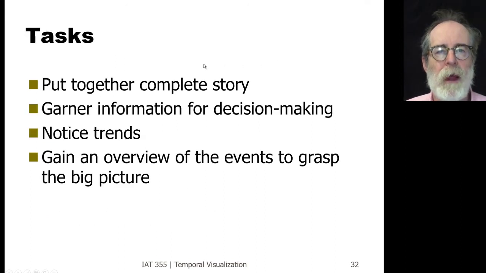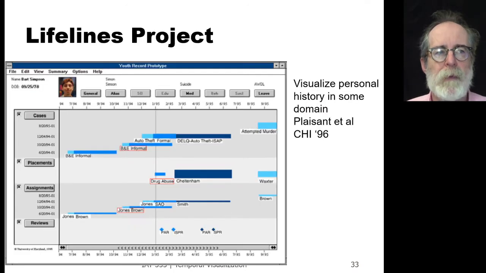here in a second. The tasks that you're interested in doing with a system like Lifelines is to put together the complete story of what happened in a person's life, to gather information about decision-making or to enable decision-making, to notice trends that are going on in the data which the individual events themselves and the documentation of events might not enable a person to understand, and to help the user gain an overview of the events to grasp, as it were, the big picture of an individual's life. So here is a screenshot of Lifelines.